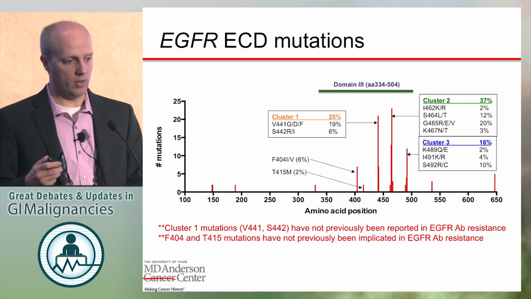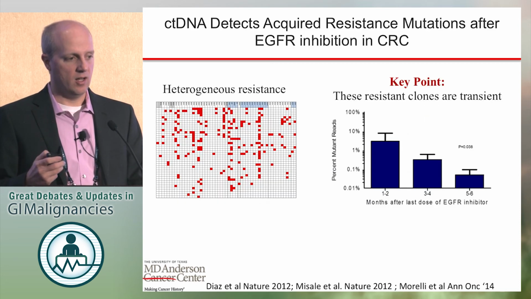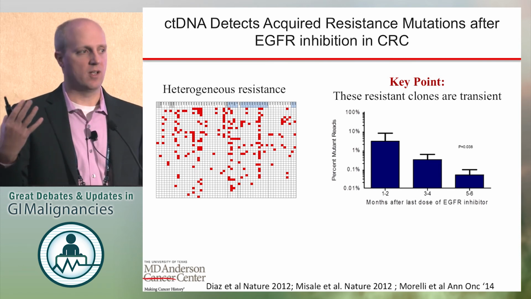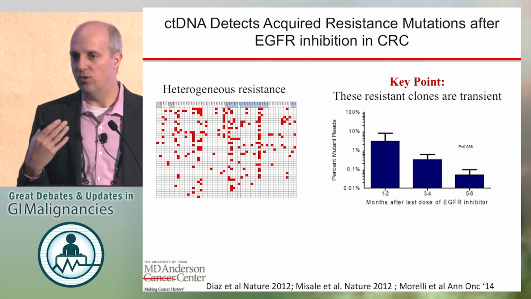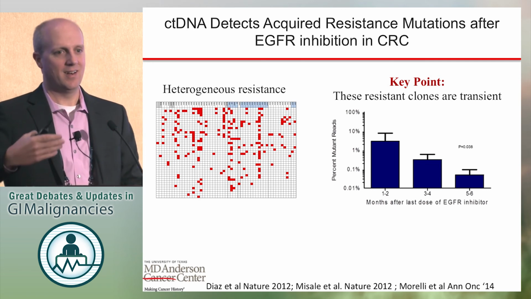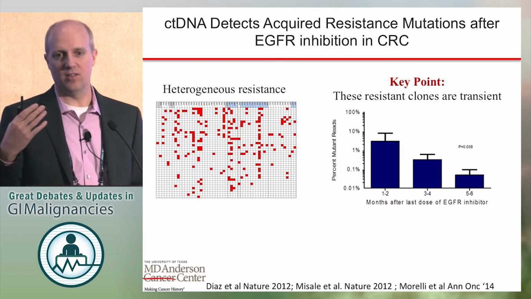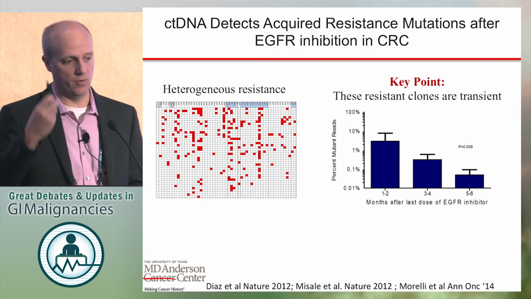And so I'll go through this in the interest of time, but just to say that there are multiple different heterogeneous resistance mechanisms that one can detect by circulating tumor DNA, which is daunting when we see these, but that's the reality, right? And I think that's the beauty of this technology, is that you can really get a sense of the whole spectrum of what's going on.